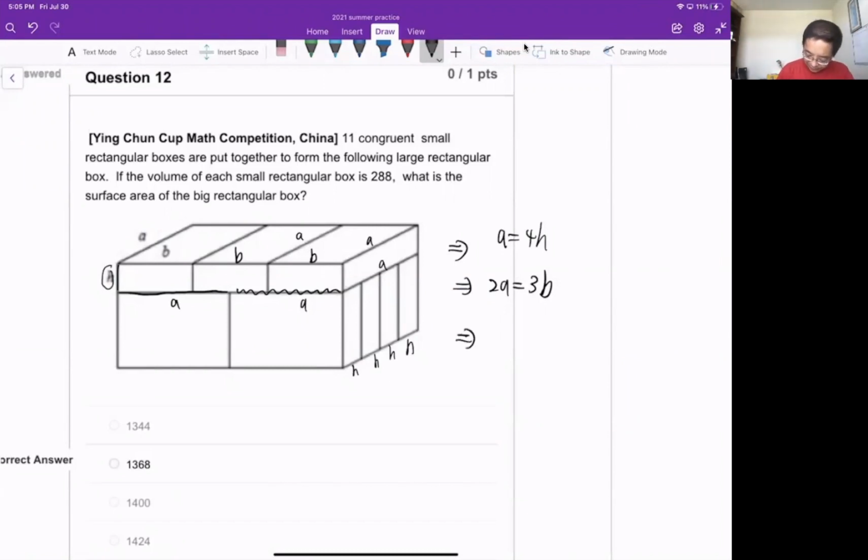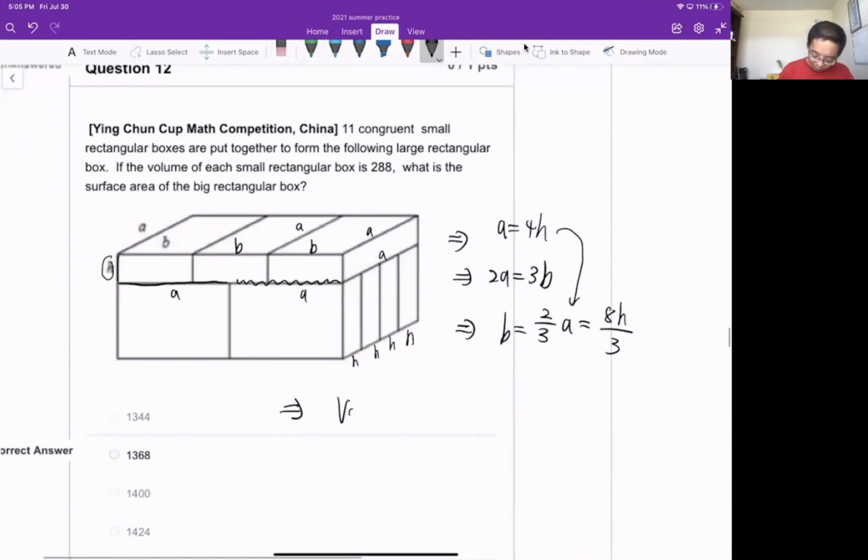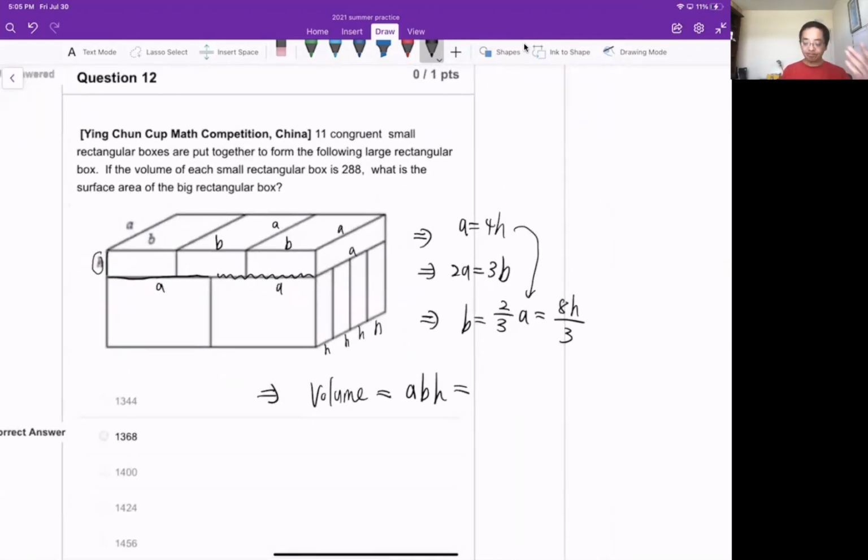From here, we get b equals 3/2 a, which is 8. If I replace that a by 4h, so that's 8h over 3. Okay, and then the volume of the smaller one, right? The volume of the smaller one is a times b times h. And this can also be written in terms of h, which is 4h, right?